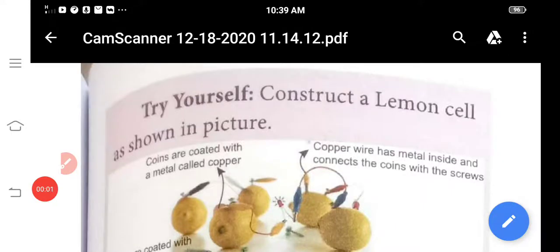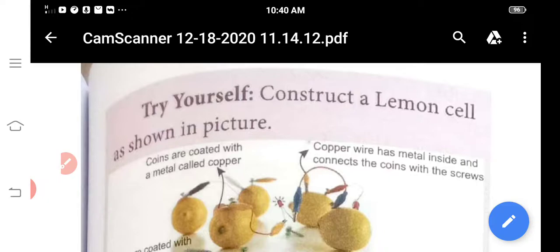Good morning children. In the previous class we discussed what is meant by acids and what is meant by bases. Now you do this experiment. This experiment is very easy.